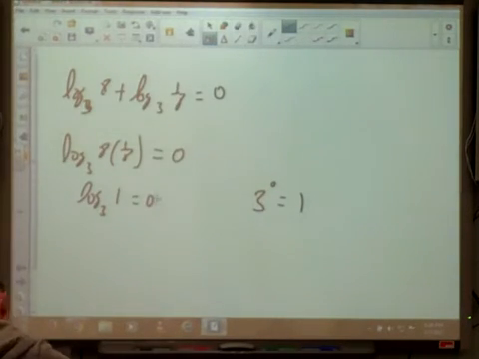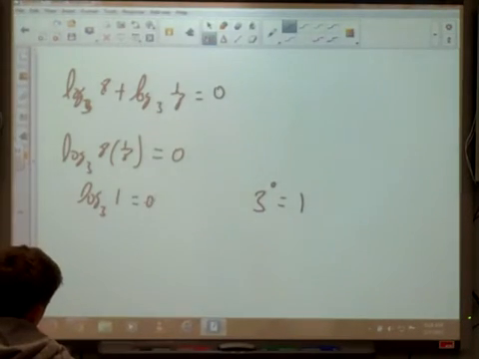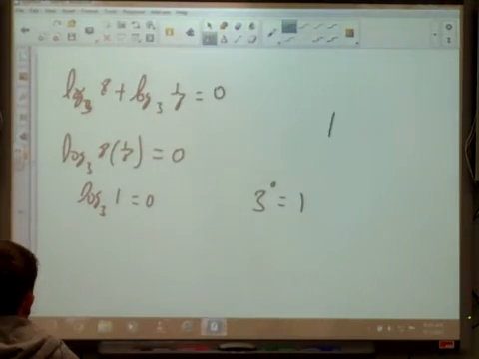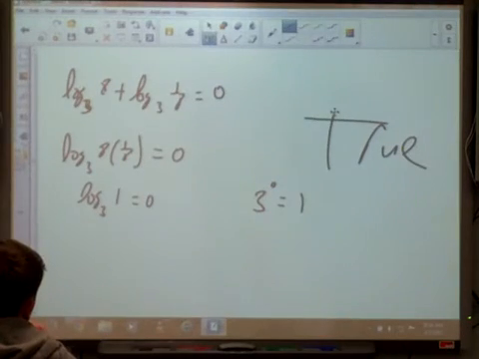So anytime it's equal to 0, your exponent is 0, your number always has to be 1, because anything to the 0 is 1, right? 7 to the 0 is 1. So anytime your exponent spot is 0, your number always has to be 1. Does 3 to the 0 equal 1? Yes, that one would be true.